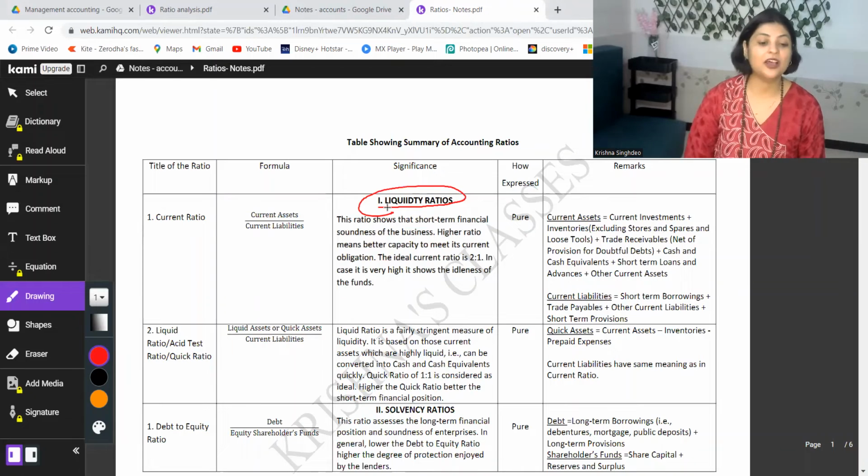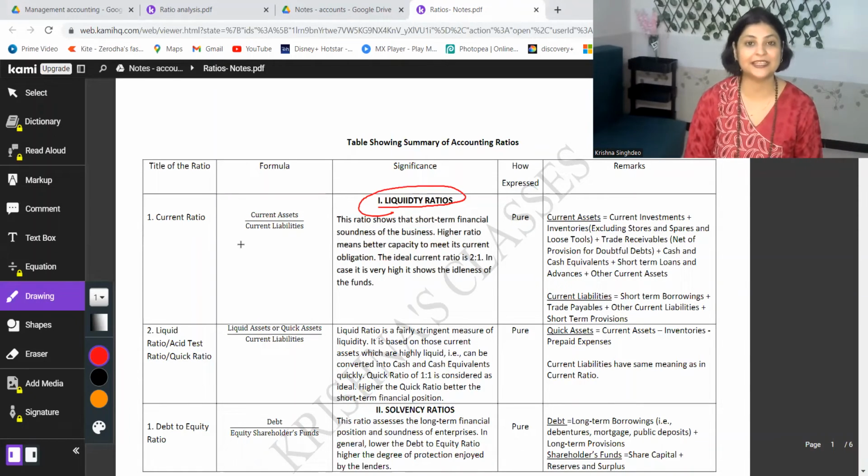So let's see one by one what comes under current ratio and what comes under liquid ratio. The formula of current ratio is current assets upon current liabilities. So we see the relationship between the current assets and the current liabilities. What do we see? How many times more the current assets are there to meet the current liabilities.